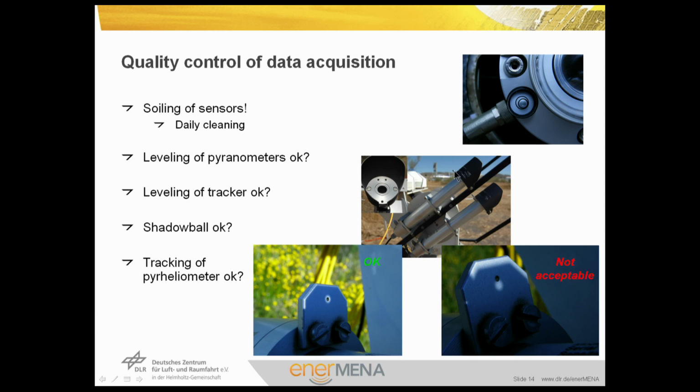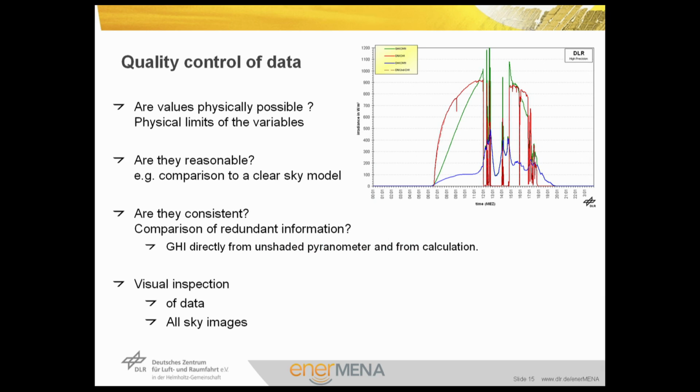So here pyrheliometers have a hole in a metal plate, and here there's a metal plate with a mark, and on this metal plate you can also see the light spot connected to this hole. In this photo we see that the light spot is on the mark, so the tracking is okay. In this photo the light spot is close to the mark but not on the mark, and this is not acceptable.